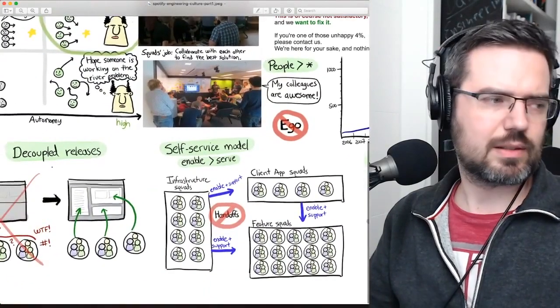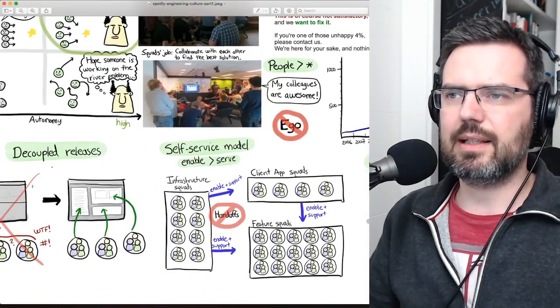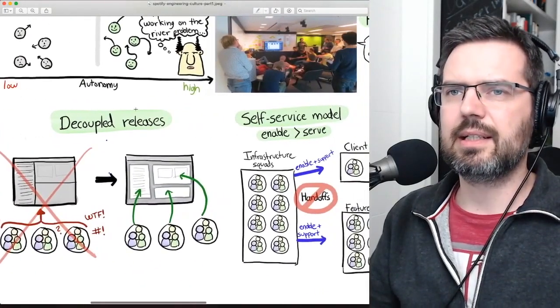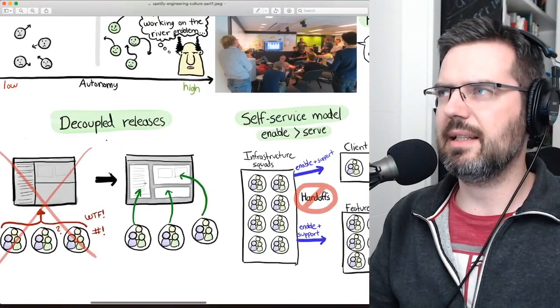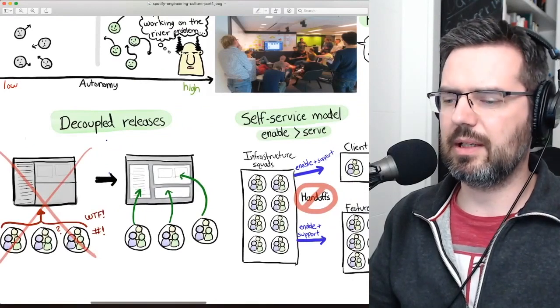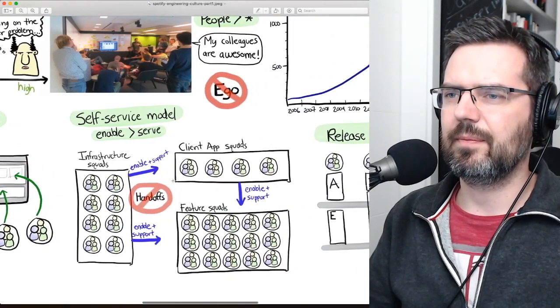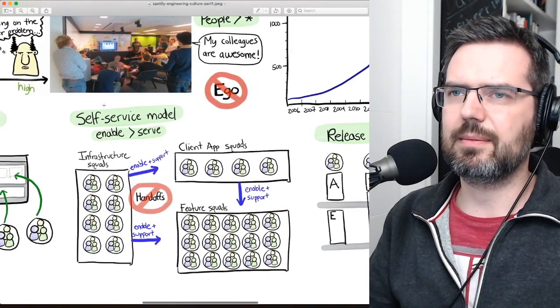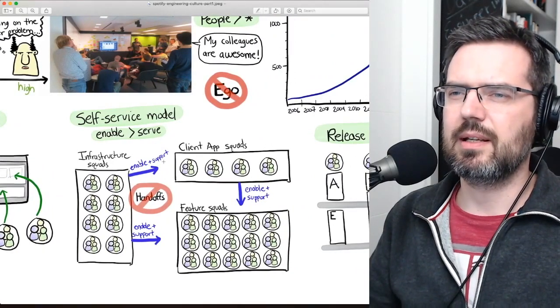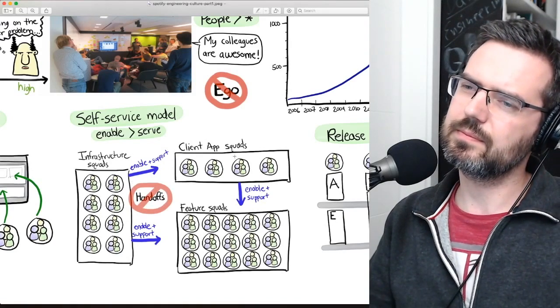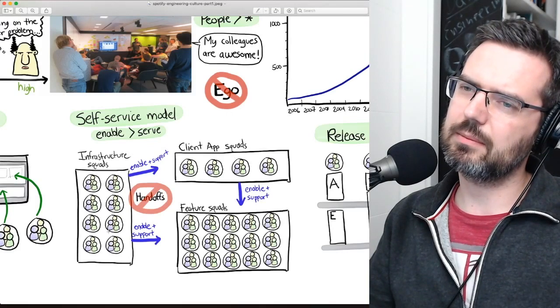Let's just quickly go down here. I think maybe I was wrong. This is also in this slide. So the decoupled releases, as we've seen, where people are working on different features. They have some self-serving models, so people can... how was that meant here?